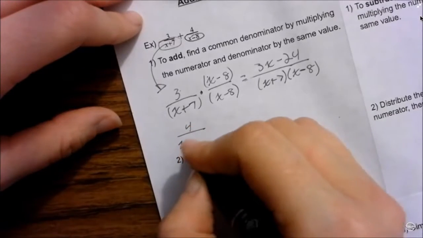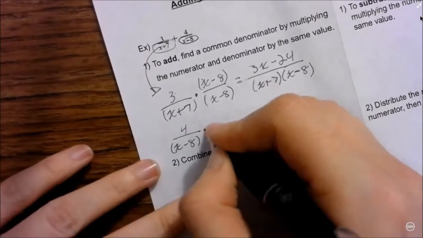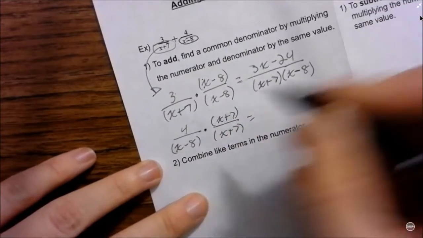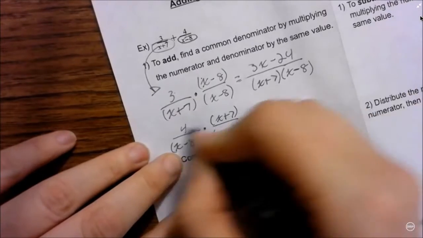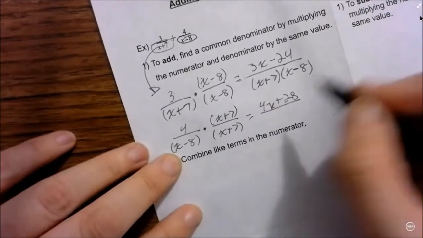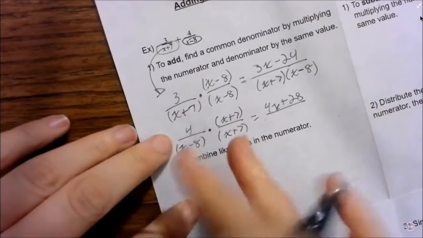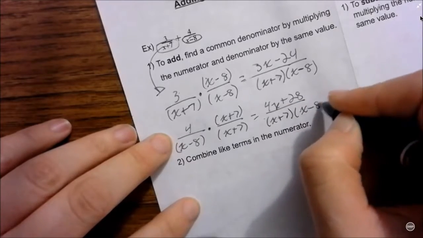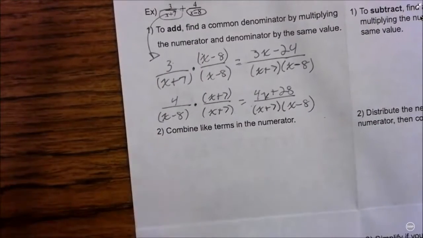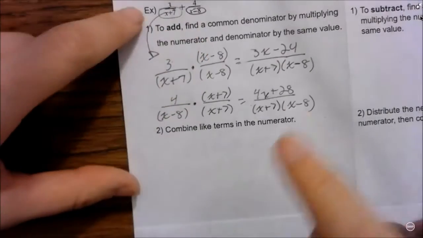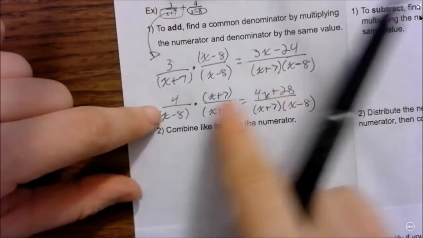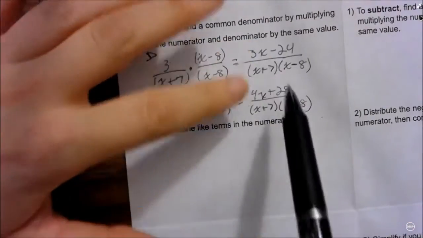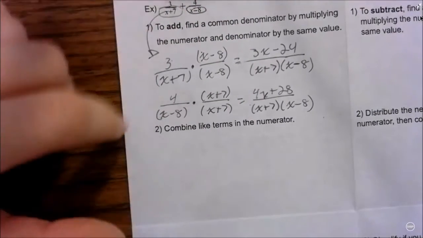So I have 4 over x minus 8 times x plus 7 over x plus 7, which equals 4 times x is 4x, and 4 times 7 is 28. And then over, and you can flip the order so it matches if you want. It doesn't make a difference what order you multiply in, so it's the same denominator either way. All right, cool. So I have my two fractions, and I made equivalent fractions that have the same denominator. So my values haven't changed. They just look different so that the denominators are equal.